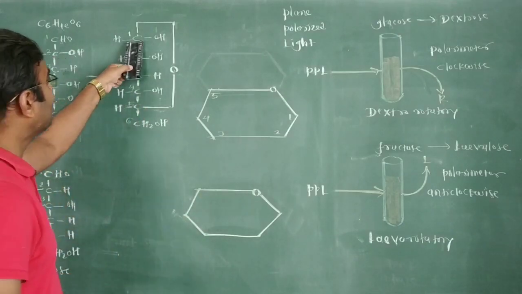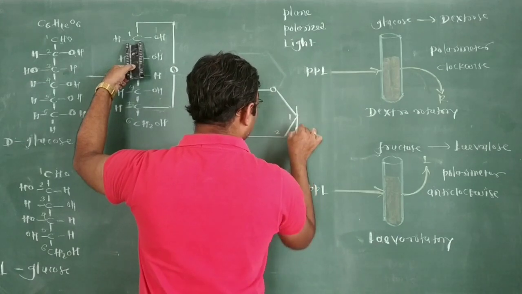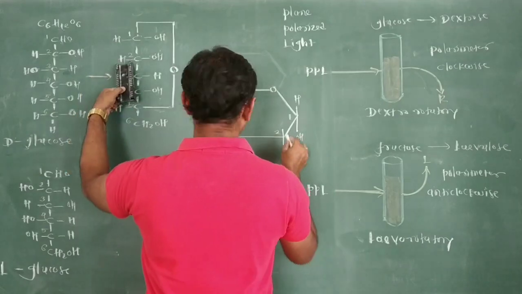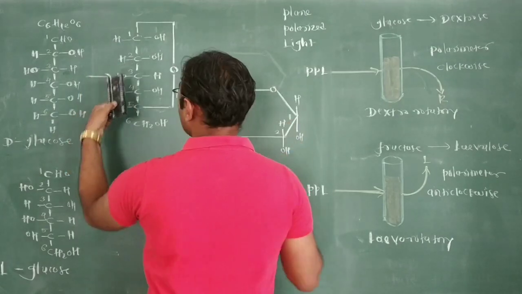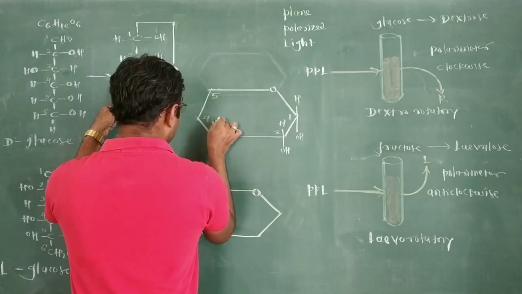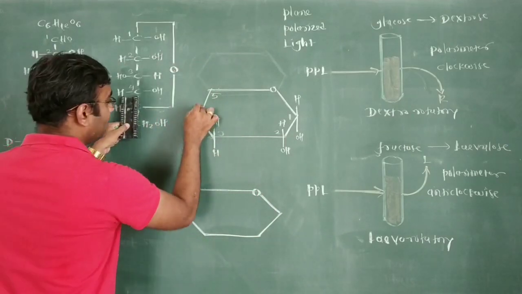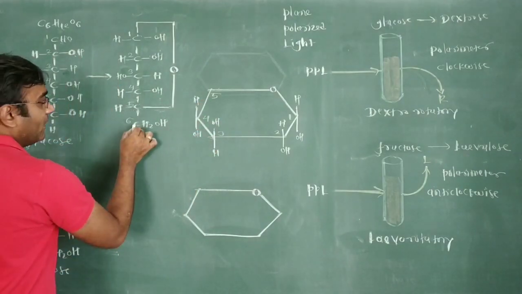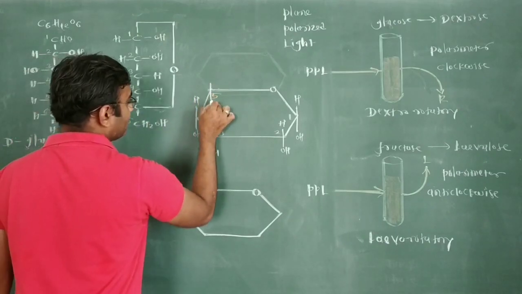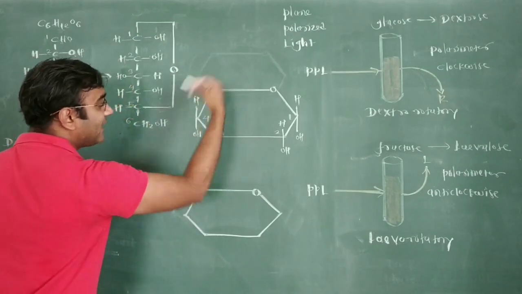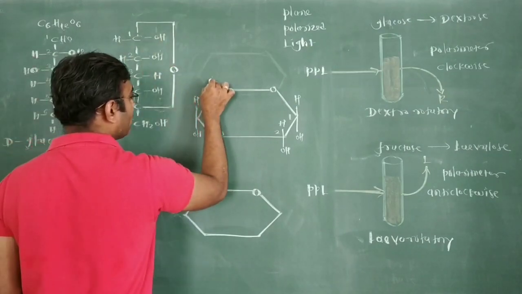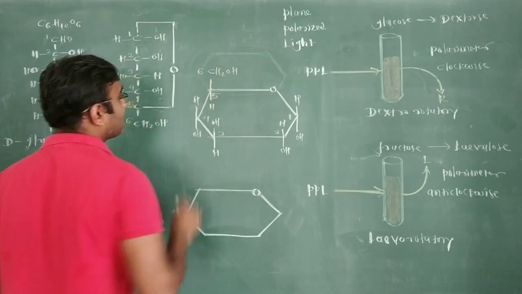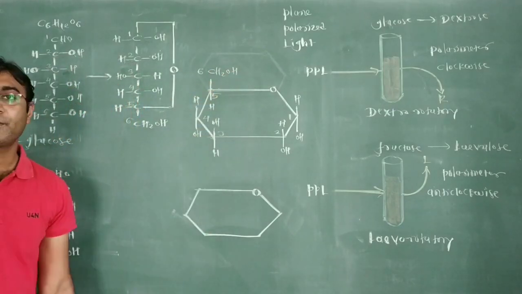Now we mention what is present at each carbon. At the first carbon, H as well as OH. At the second carbon, H, OH. Third carbon, OH, H. Fourth carbon, H, OH. Fifth carbon, H. The sixth carbon is outside the ring, so we mention it outside the ring: CH2OH, that is carbon number 6. So this is the ring structure of glucose.